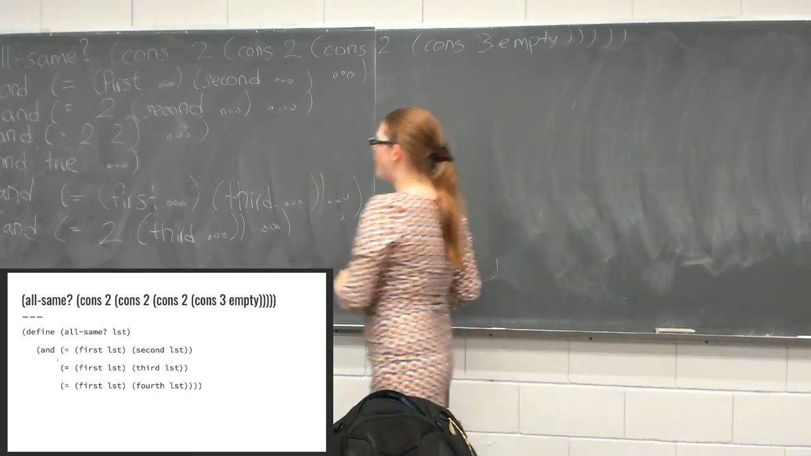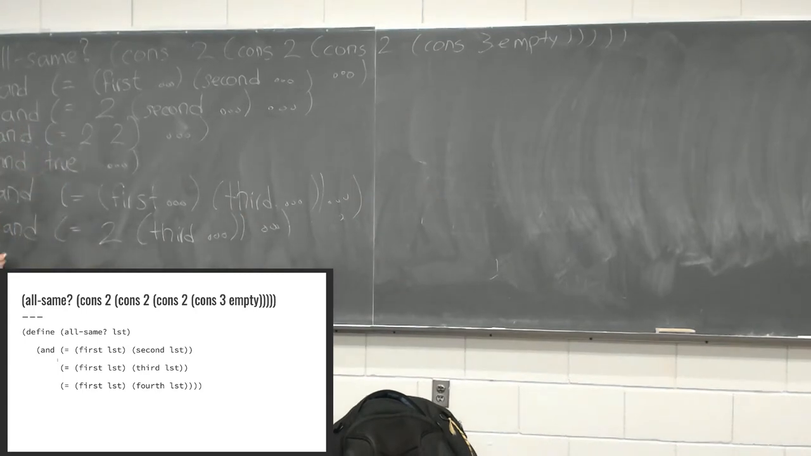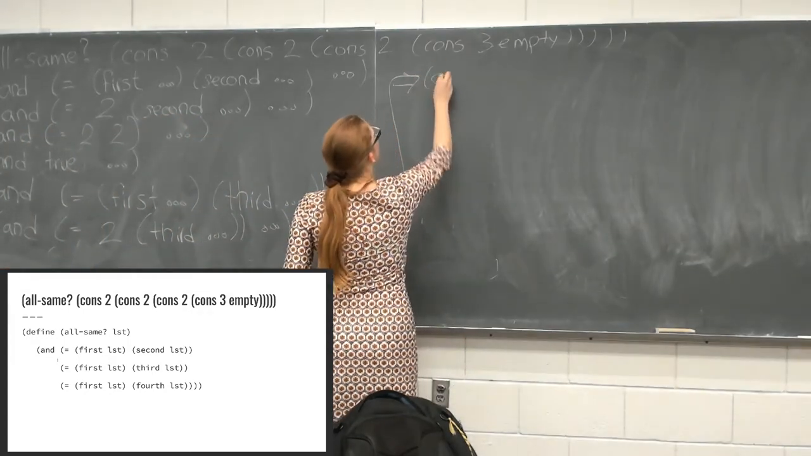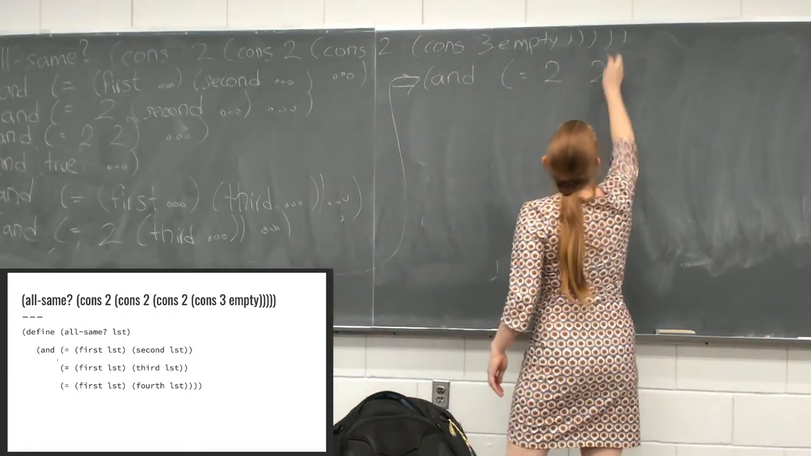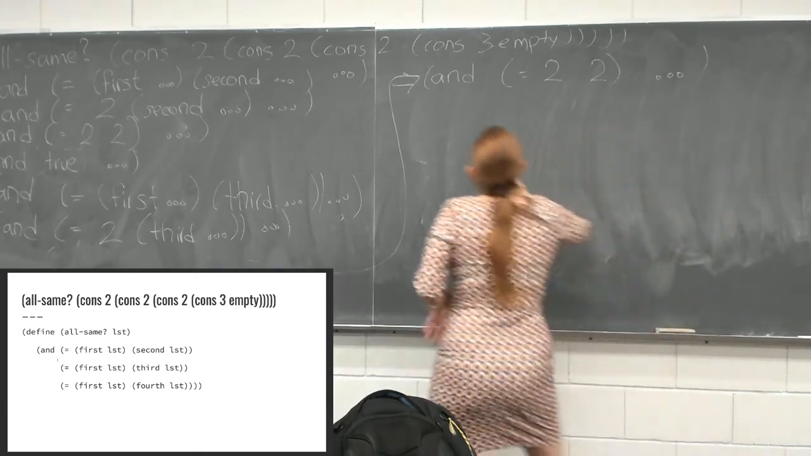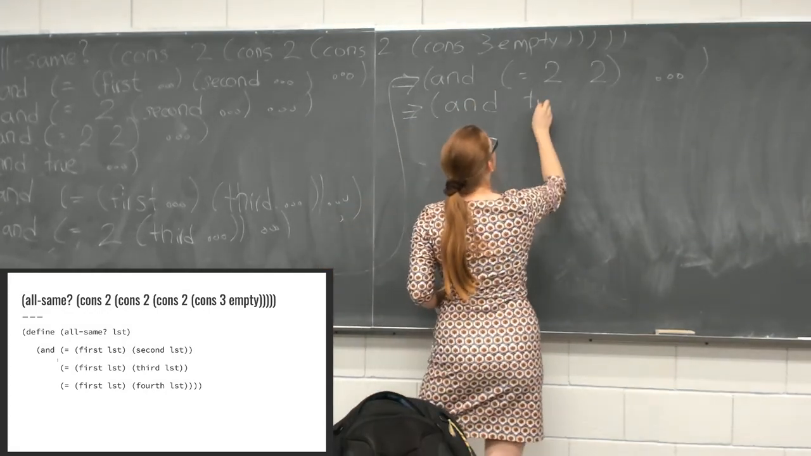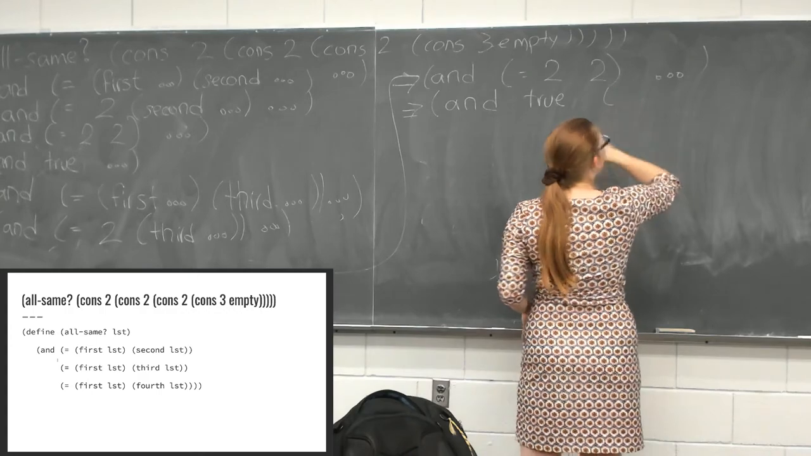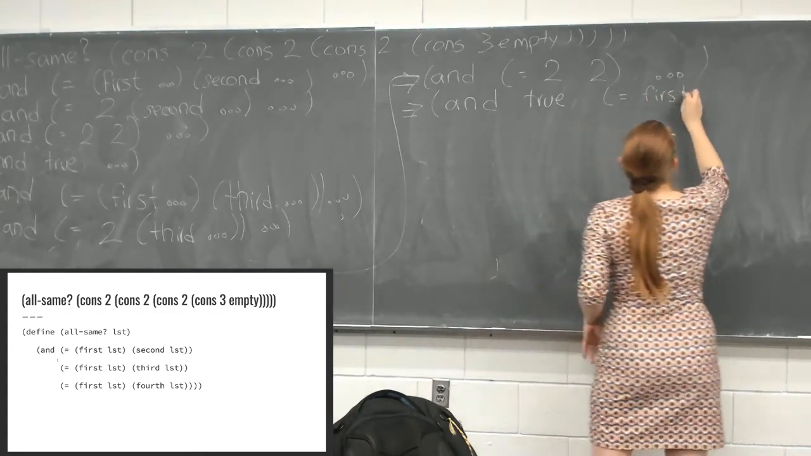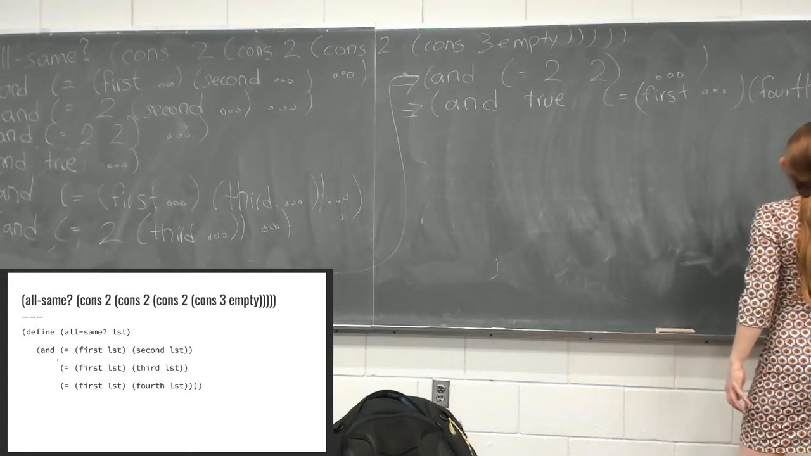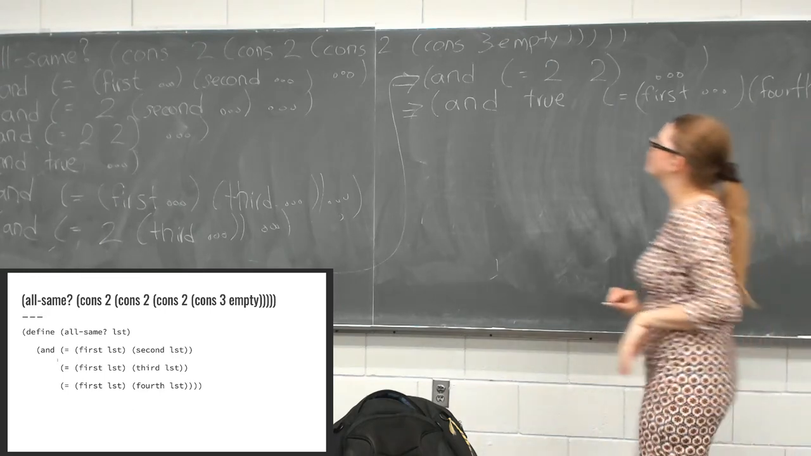All right. So we've got that evaluated there. Now we can evaluate third. Can anyone see this line I'm writing right here? No? Okay. I had a feeling. Let's do it up here. And so that was evaluating third. And now we can evaluate this one. So we get and 2 is equal to 2. And then one of the other arguments that we would have is equal first of the list and the fourth of the list. There we go.